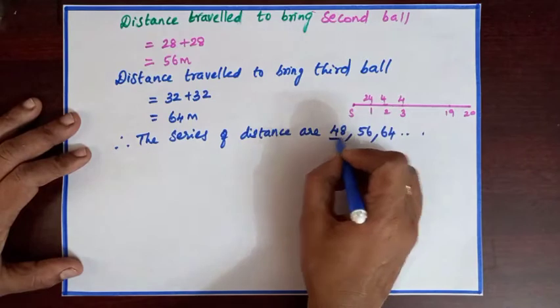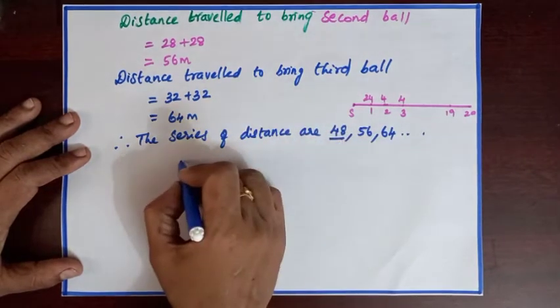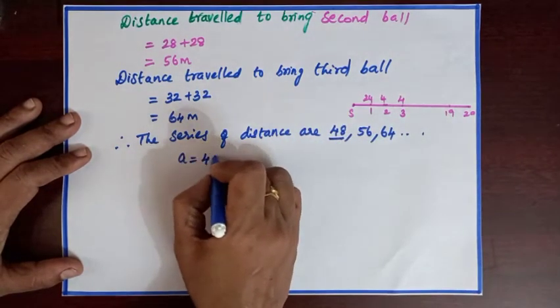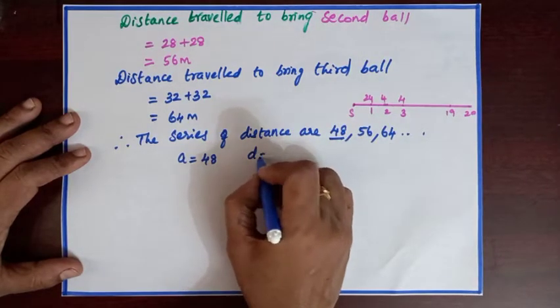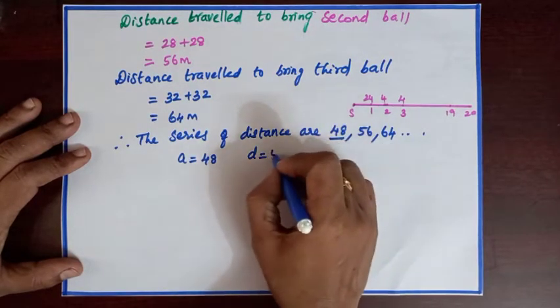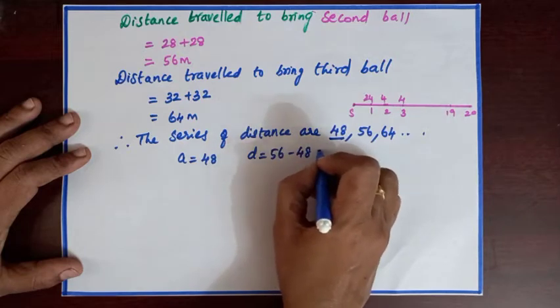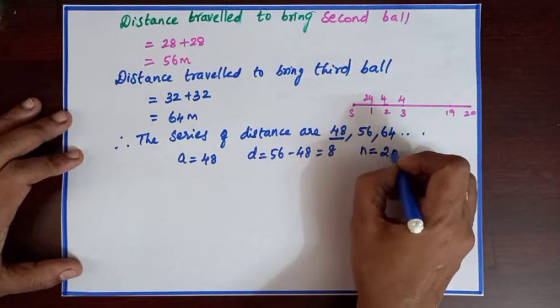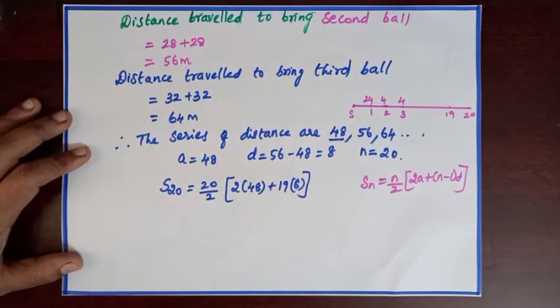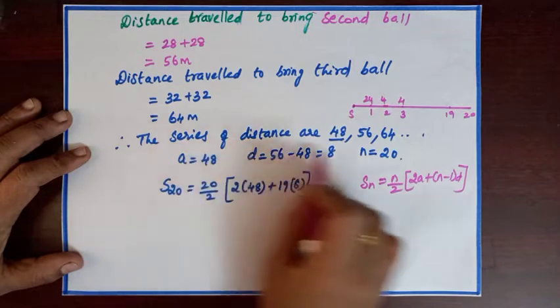So here the first term a is 48. The common difference d is equal to 56 minus 48, equal to 8. The n value, the number of balls, is 20. To find the total distance that he ran in bringing back all balls, we have to find the sum of 20 terms of the above series.